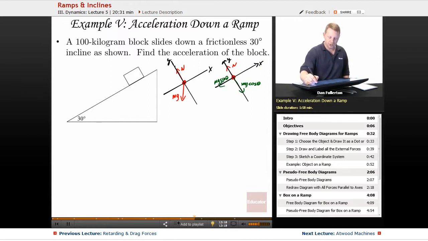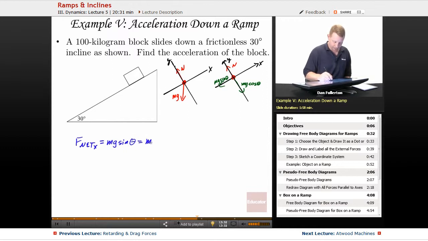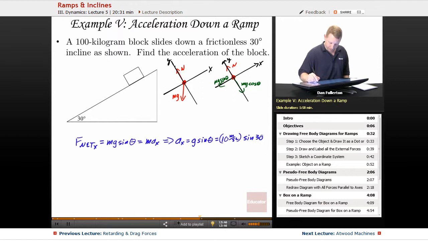So if we want the acceleration of the block, it's going to accelerate in the x direction, so I'm going to write that Newton's law equation first. F net x equals, well, the only thing we have there is mg sine theta, which must equal m times acceleration in the x direction. Therefore, pretty straightforward, acceleration in the x direction is just g sine theta, which is going to be 10 meters per second squared, sine 30 degrees. Sine 30 is half, so that's just 5 meters per second squared.